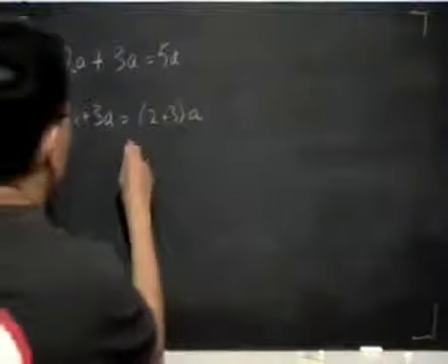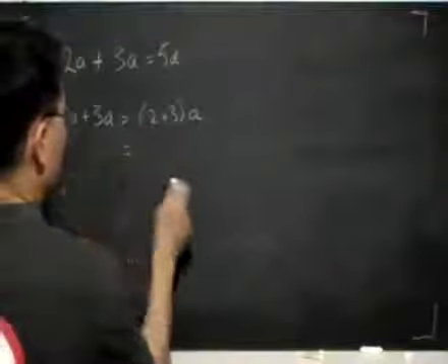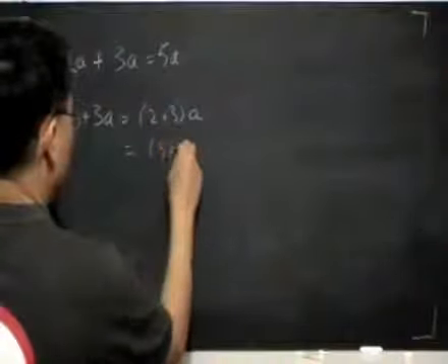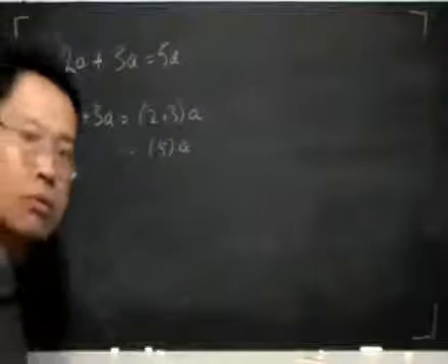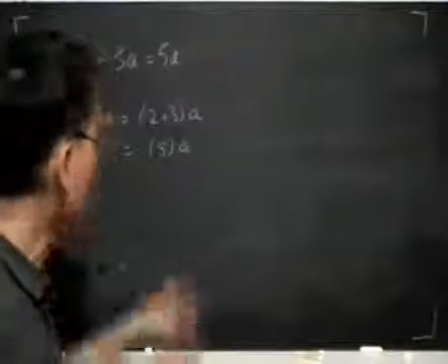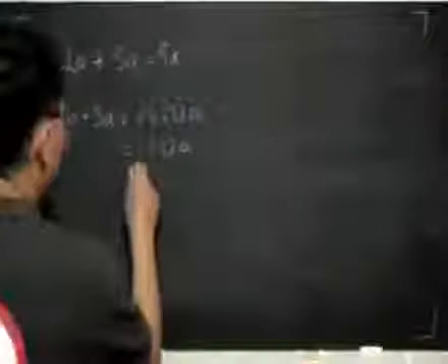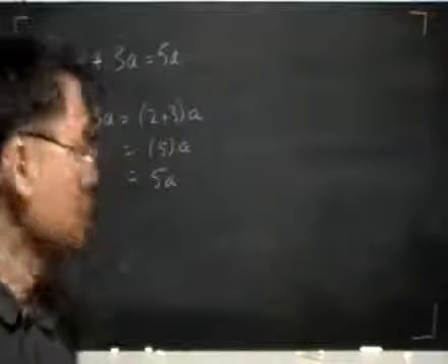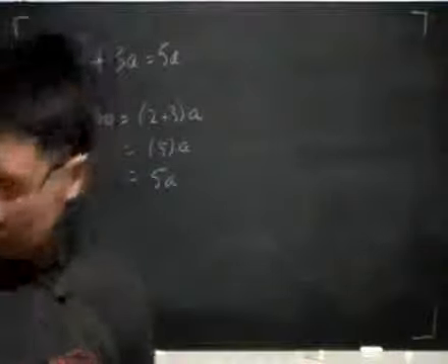Then in the bracket we have just 2 plus 3, which we can add together to give 5. And if we have a bracket 5, it really just means 5. So it's 5a. 5 times a.